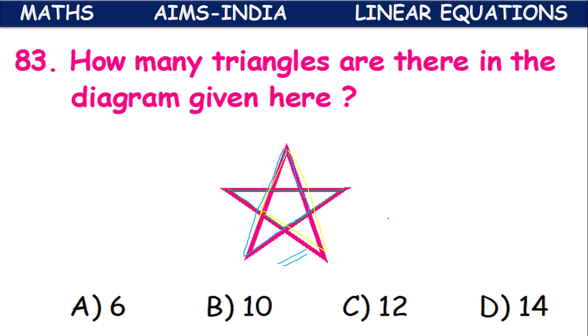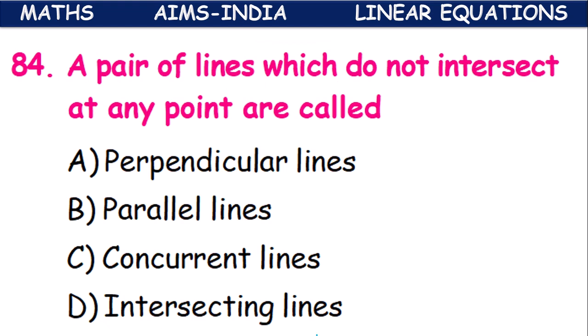Okay, children, 9 triangles we are getting here. So, okay, children, 9 is the answer. So, I think there is no other triangle. Only 9 are visible here. Okay, children, if it is wrong, we will cross-check once and we will update you, children. Next.